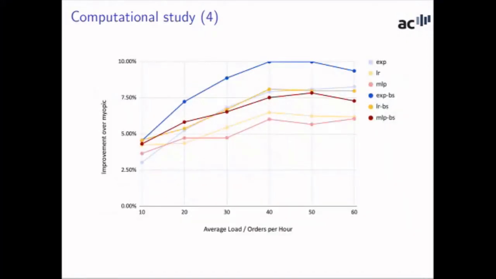Here we have a comparison of the bootstrapping models with the non-bootstrapping models. EXP means exponential, LR is linear regression, MLP is the multi-layer perceptron, of course, and the ones with -BS mean the bootstrapping versions of these. And you can see an improvement of up to 2.5%, again, relative to the myopic solutions.